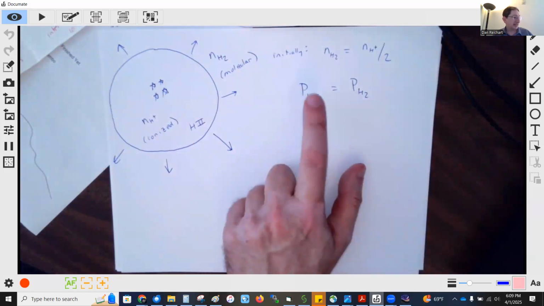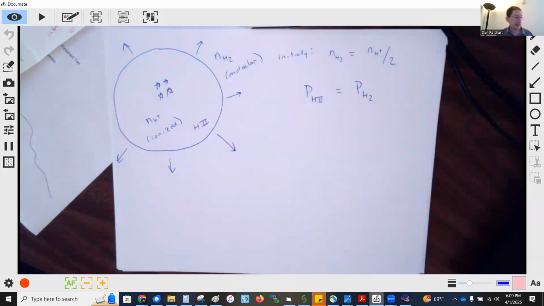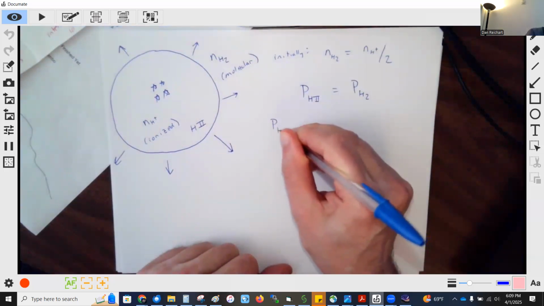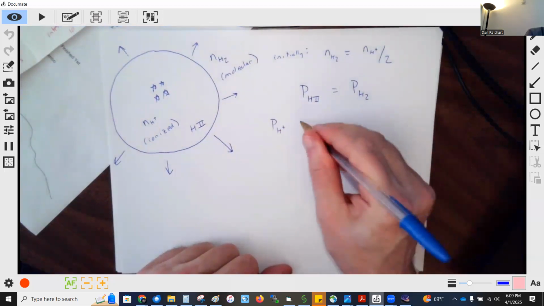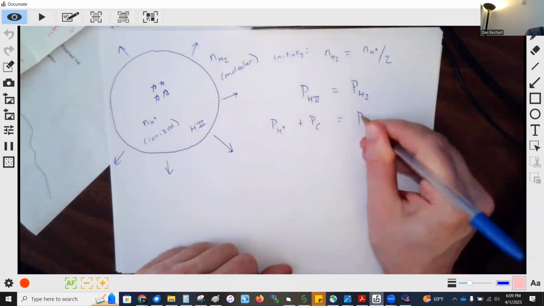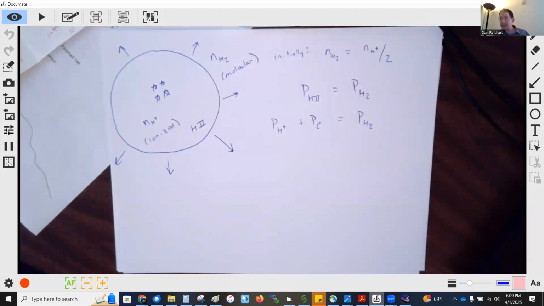Now, this inside pressure, the pressure inside the H II region, is coming from both the protons and the electrons. So let's break that up. We have the pressure of the protons on the inside plus the pressure of the electrons on the inside will come into equilibrium with the pressure of the outside gas. That's when the expansion will stop.